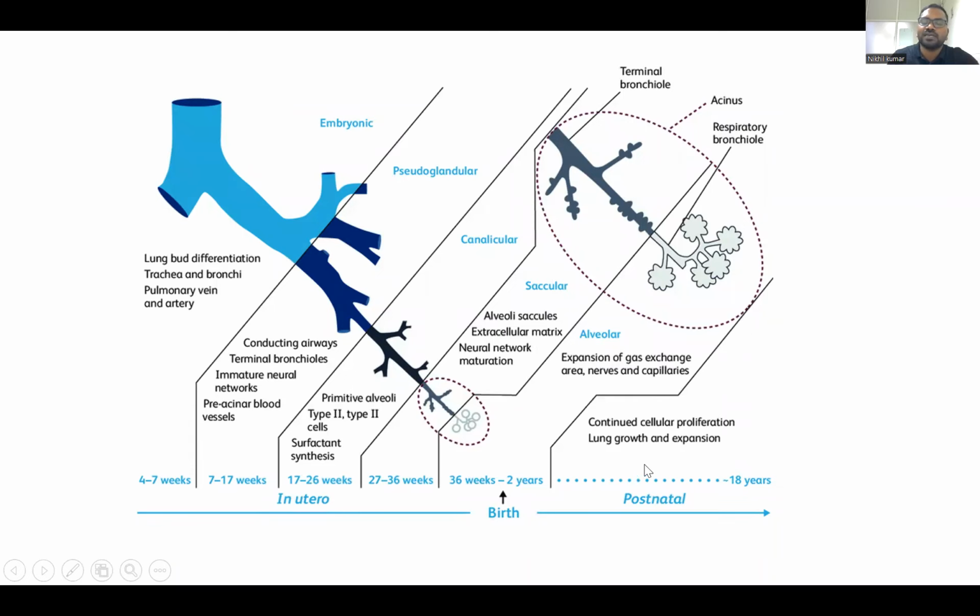And the last one is the microvascular phase, which starts from the alveolar phase only, where nerves and capillaries are formed, and this continues till 18 years of age. Like vascular formation in the lungs can continue till 18 years of age.